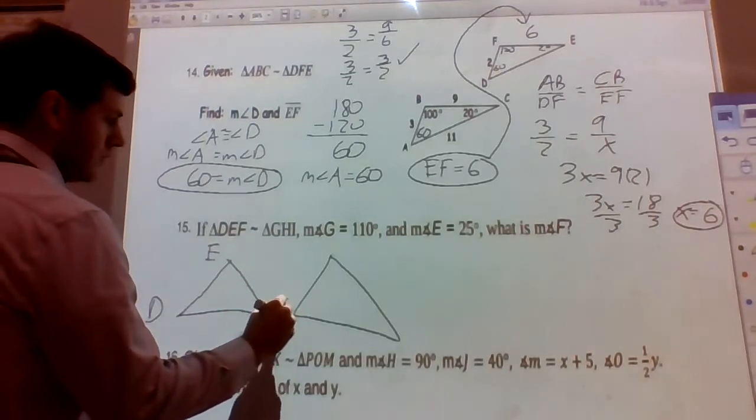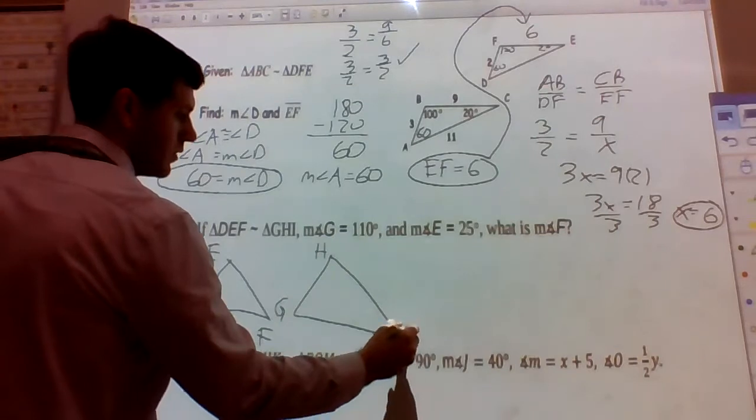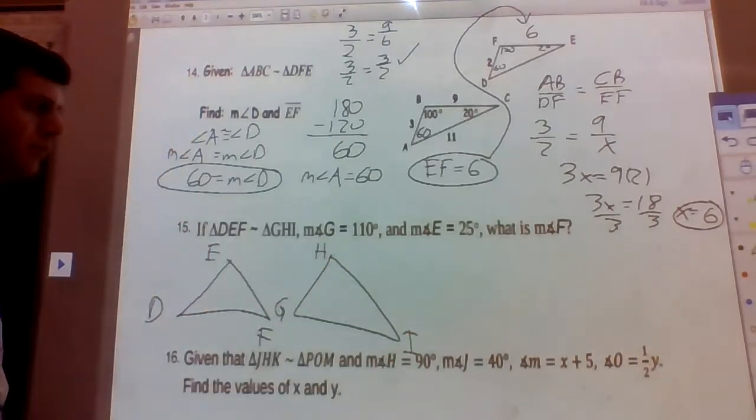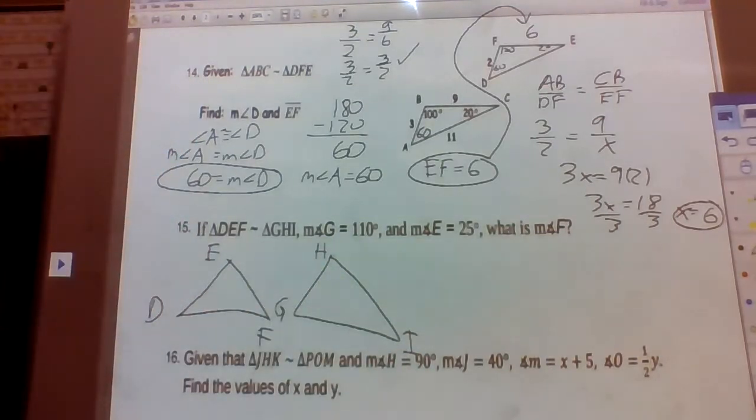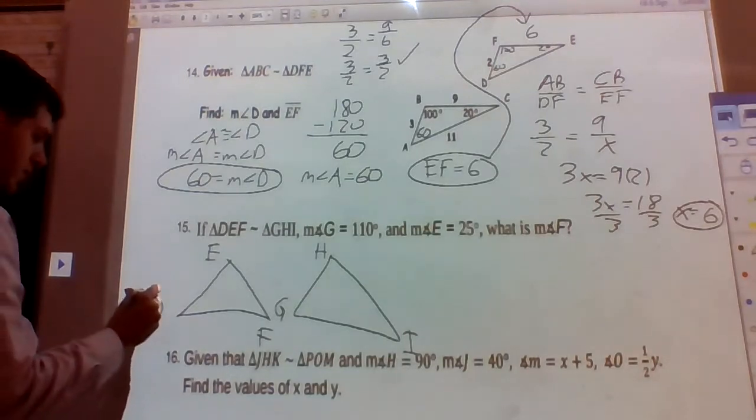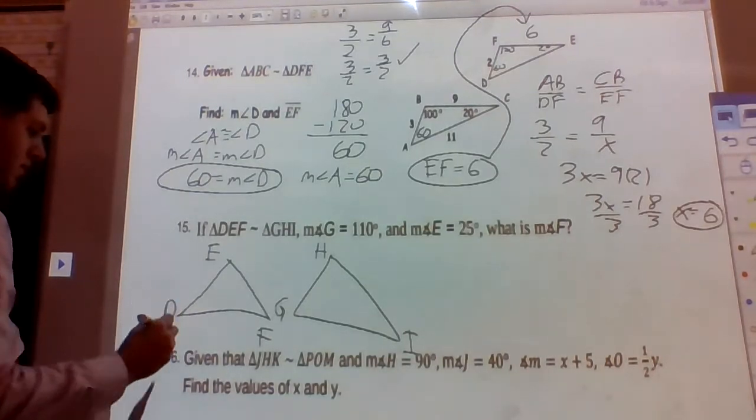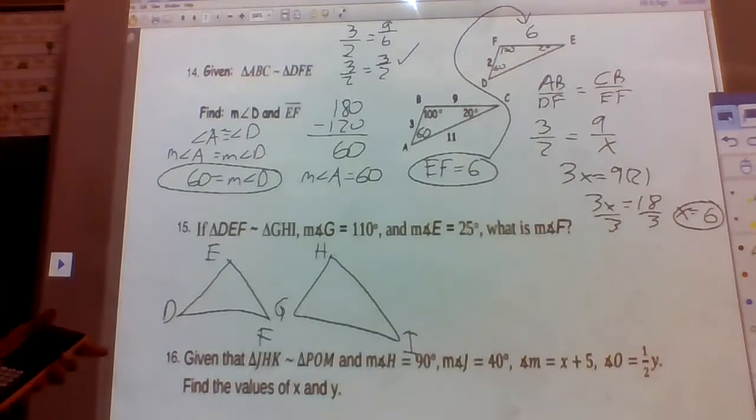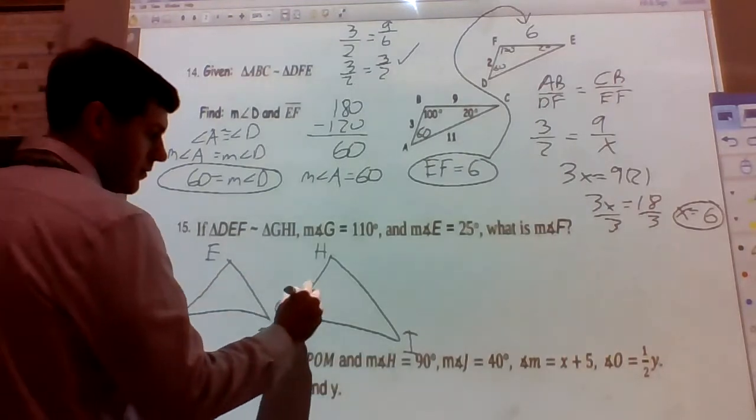and GHI. Again, we want to label it the same as the other one. Same order. This is D, a little closer though. The measure of angle G is 110.